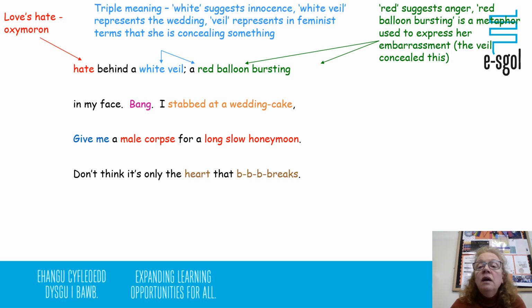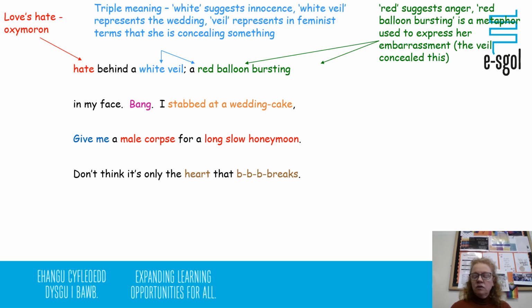Balloon bursting, again, we've got the plosive alliteration. You've got the colour symbolism with red, which suggests anger and passion. It could also be the idea of embarrassment. And with that, you're suggesting that she's embarrassed by her dream. So you've got the veil hiding how she feels about in the sexual connotations of the previous points.